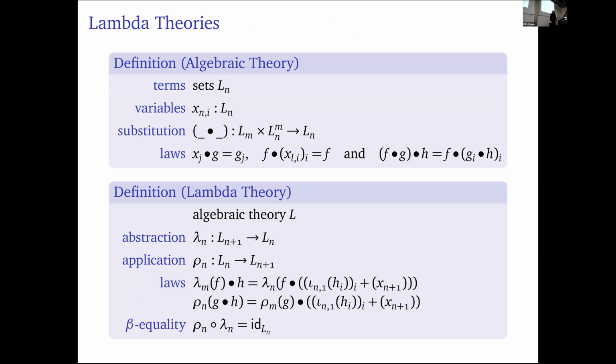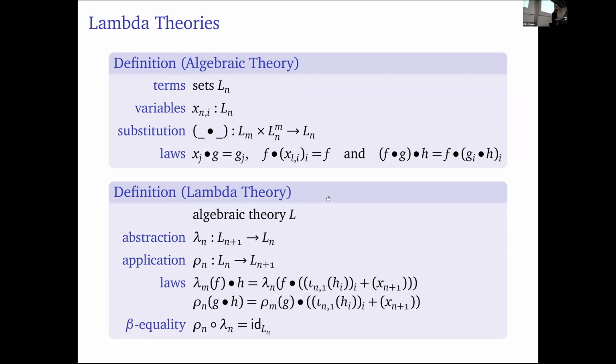So this is the bit complicated definition of what a lambda theory is. We first start with the definition of an algebraic theory. An algebraic theory consists of a sequence of sets L_n. Think of L_n as the terms with n free variables. We have variables, so every variable gives rise to a term. We have a substitution operation of suitable type, and then we have laws for the substitution. Essentially, an algebraic theory is, I think, the same as a relative monad from finite sets to sets, something like that.